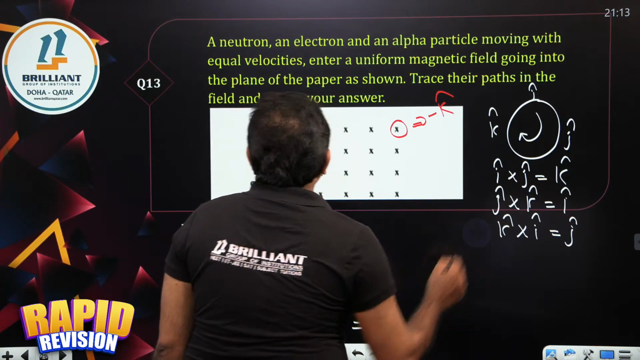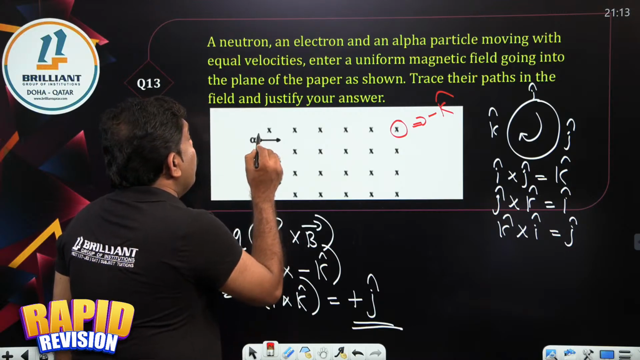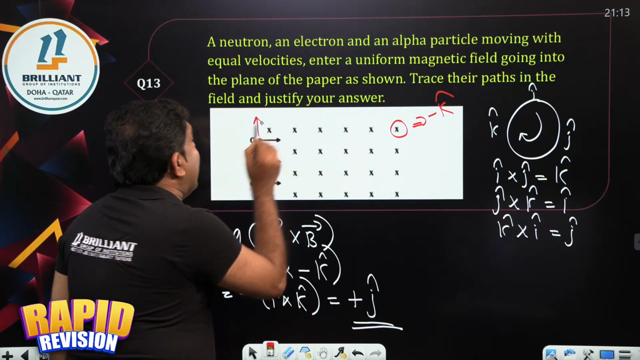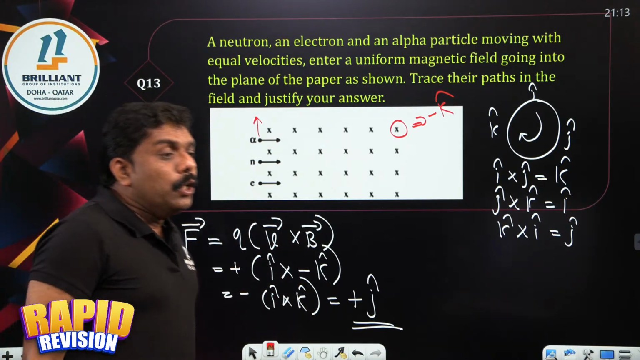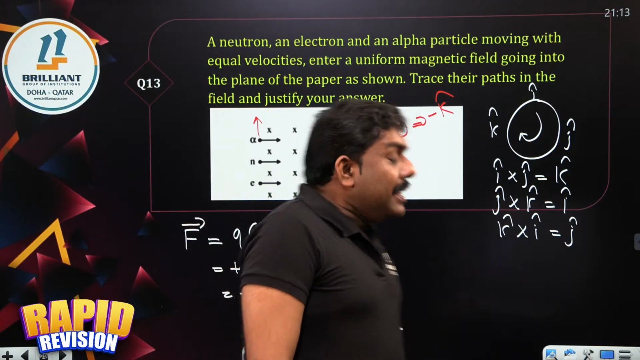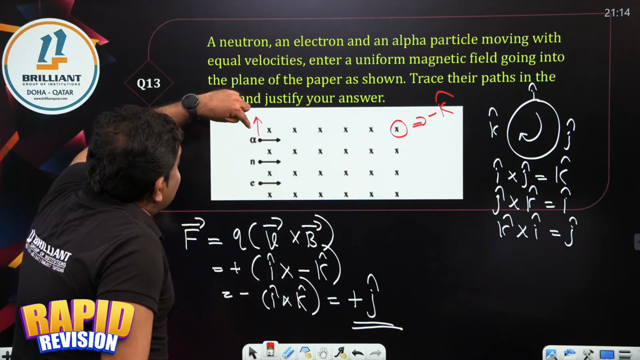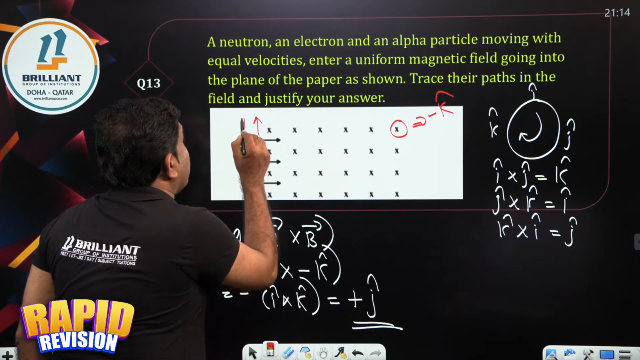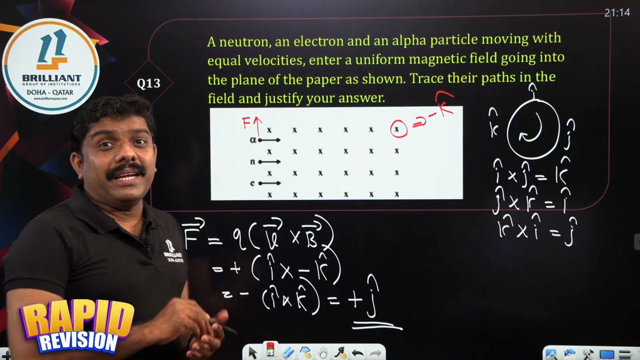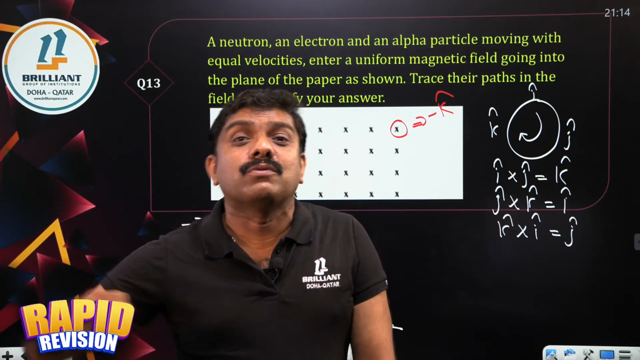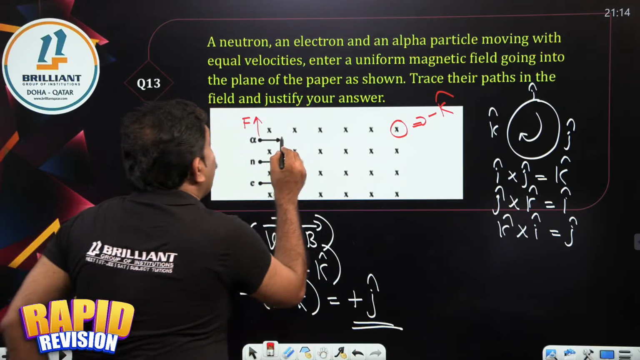Suppose we consider the alpha particle experiences force like this. One important point, suppose this is the force direction. So the force direction is like this. Now under the influence of this force, what happened? The charged particle is moving upward.